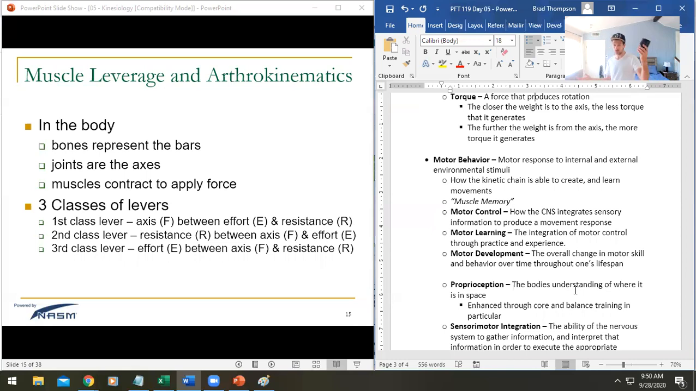What I mean by that: this weighs 1 pound, and here's my pivot point, my elbow. If I set this here, very close to my elbow, it's not going to feel very heavy. But if I move it farther and farther away from where it's pivoting, it's going to weigh more.